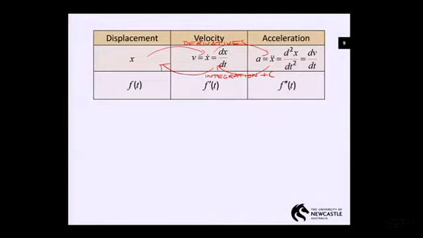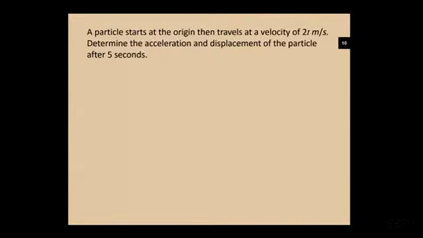So here we go, first little exercise up the top. The particle starts at the origin, so there's a clue already. I'm going to put a rectangle around it, because there is a vital clue to be sucked out of those words. Then it travels at a velocity of, and I'll put another rectangle around this. Determine the acceleration and the displacement of the particle after 5 seconds. So the question wants me to find a when t equals 5, and x when t equals 5. That's great, I know what the question wants, but I don't have any formulas to start off with. So let's go back to the clues.